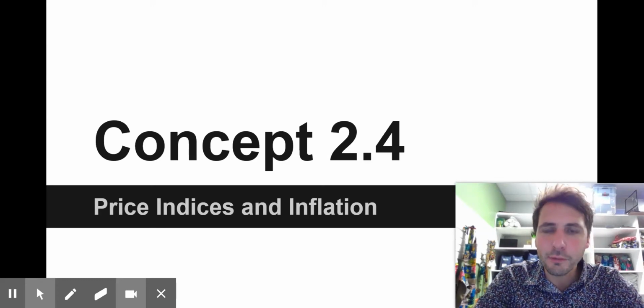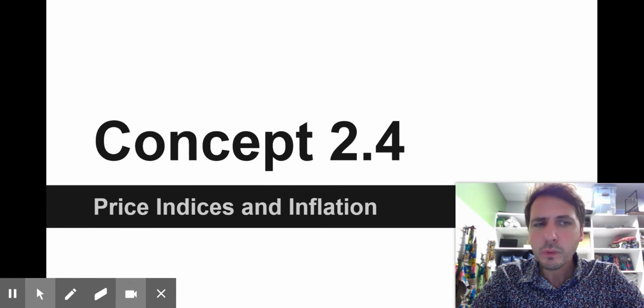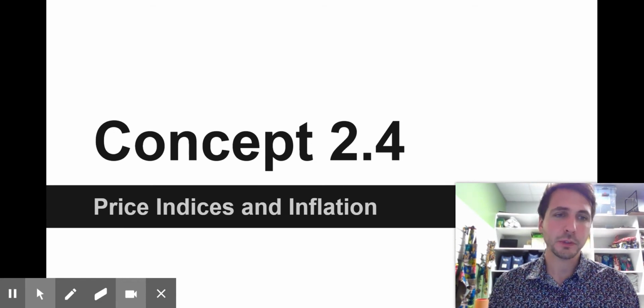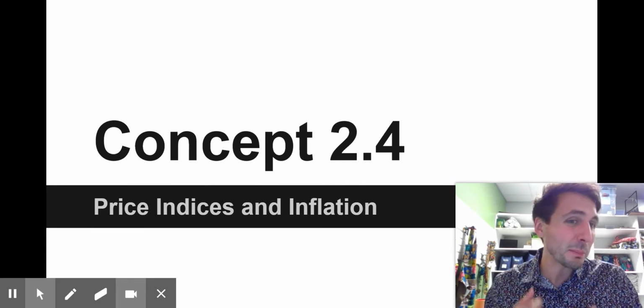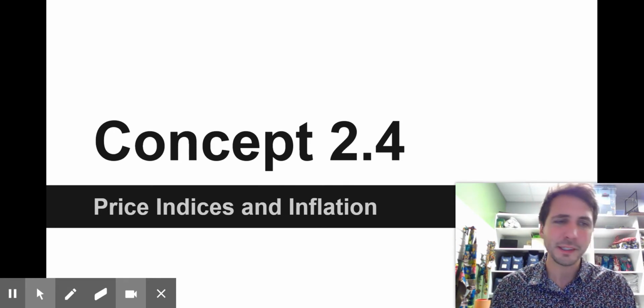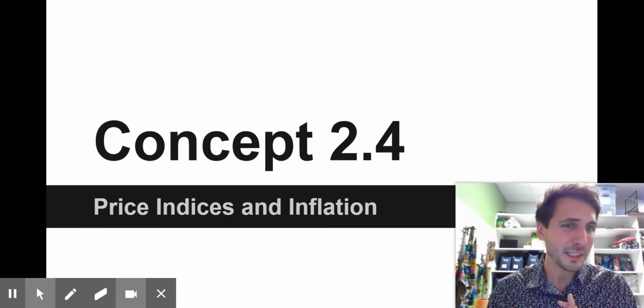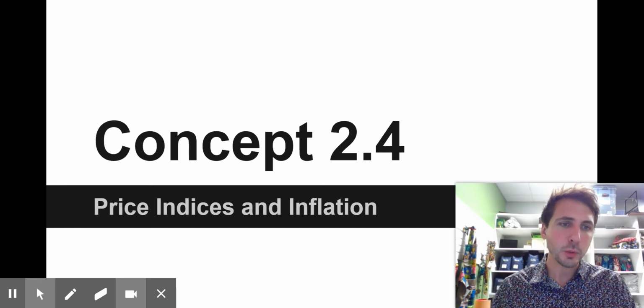Hi, everybody. Concept 2.4 here, price indices and inflation. So this one gets confusing for people, so I'm going to try to break it down for you as basically as I can. And then we'll just have to practice actually doing these calculations. That's key to understanding what CPI is, how to calculate it, and then what inflation is and how to calculate that. So two slightly different things, but they go together.